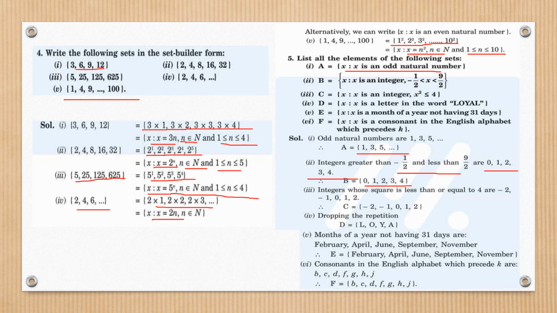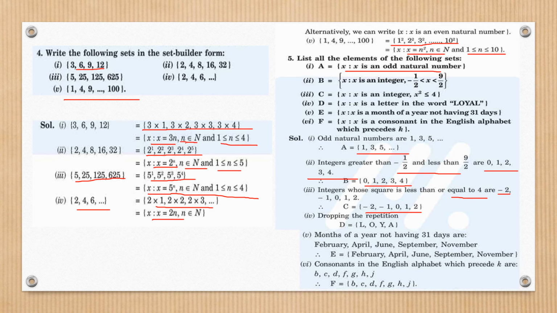X is an integer, x square less than or equal to 4. Okay, so x square less than or equal to 4 means you can take your values as minus 2, minus 1, 0, 1 and 2.